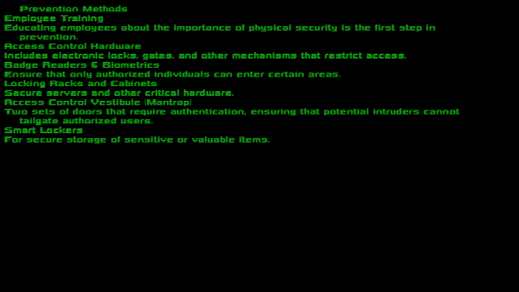Prevention methods. Employee training. Educating employees about the importance of physical security is the first step in prevention. Access control hardware. Includes electronic locks, gates, and other mechanisms that restrict access. Badge readers and biometrics. Ensure that only authorized individuals can enter certain areas. Locking racks and cabinets. Secure servers and other critical hardware.